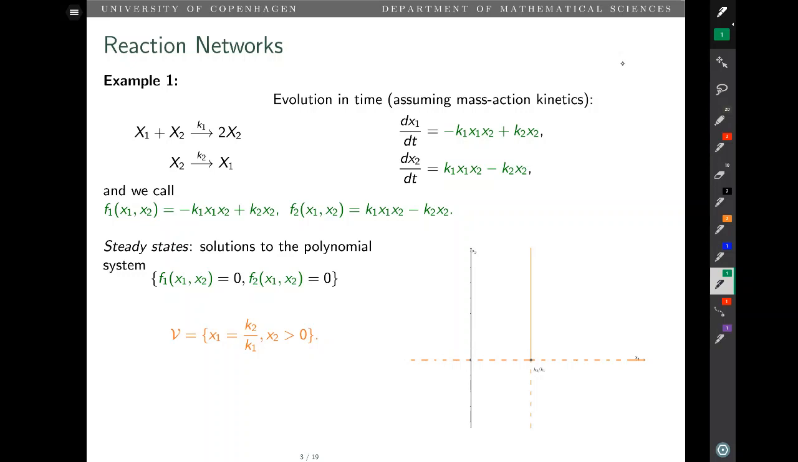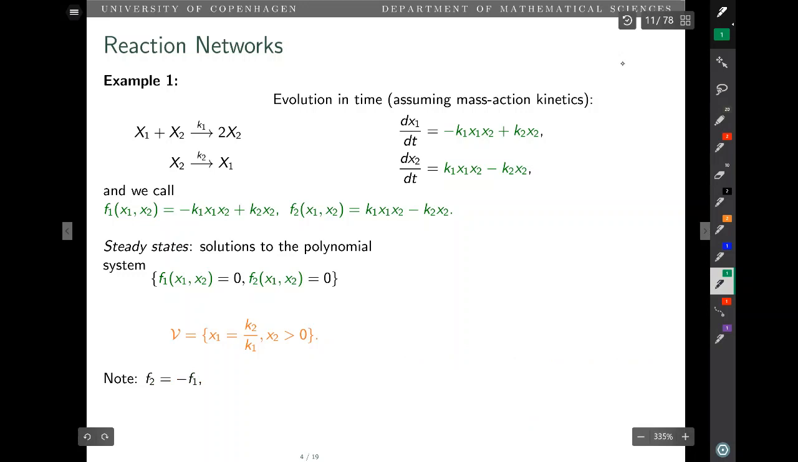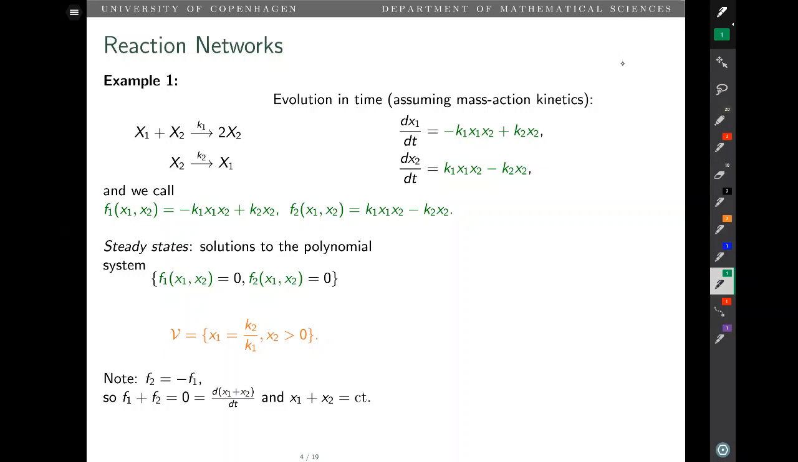Okay, and I told you that the second equation is just minus the first one. Well, this means that if I add the two equations, I get 0. And this is the same as adding dx1 over dt plus dx2 over dt. So this means that this quantity x1 plus x2 is constant in time, right? It's preserved.